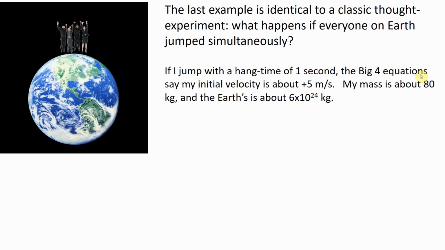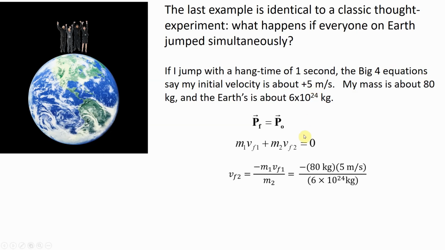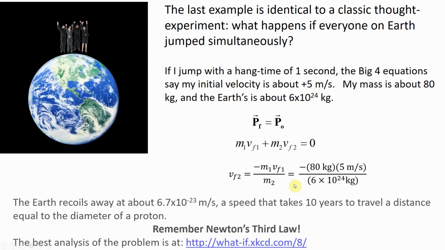Now the Earth is a smidge heavier than I am, 6 times 10 to the 24th kilograms. So when I solve with the same equation as last time, I get its final velocity is a little slow-ish. At this speed, 10 to the minus 23 meters per second, it takes about 10 years to cross a proton. Now, even if all 7 billion people on Earth did this at the same time, the velocity is so small you could never, ever, ever see it. Now, if you want to have some fun, go read what happens after the fact on this XKCD what-if scenario.